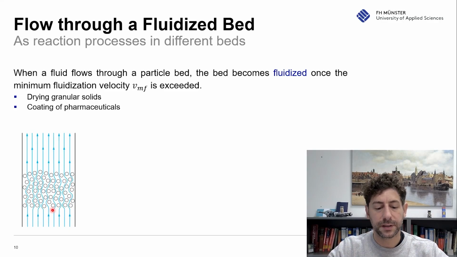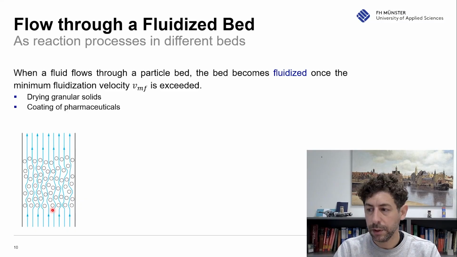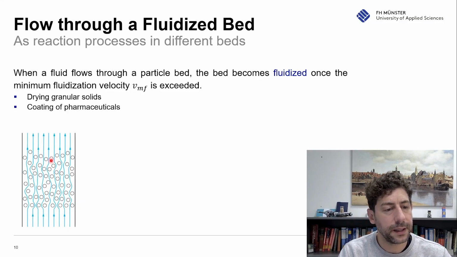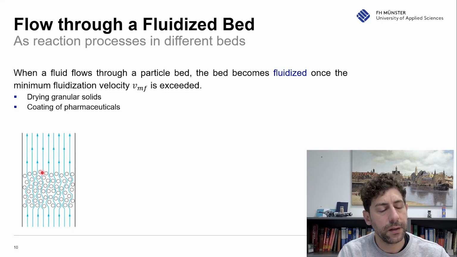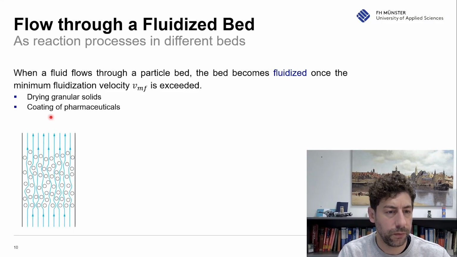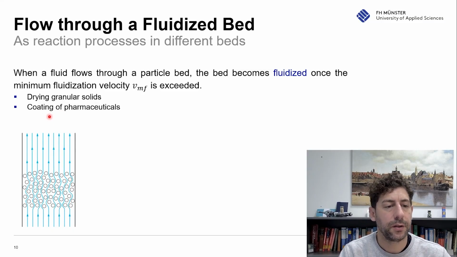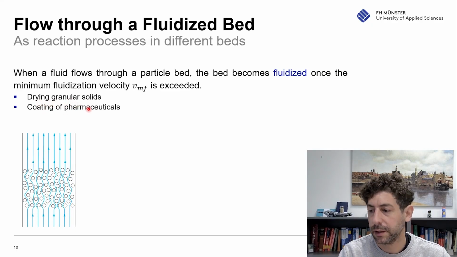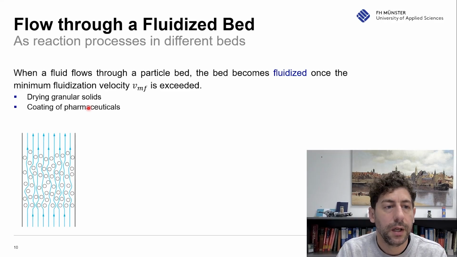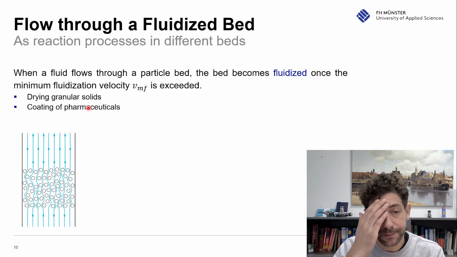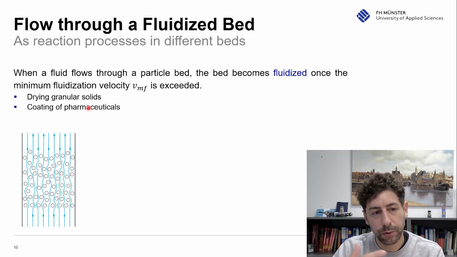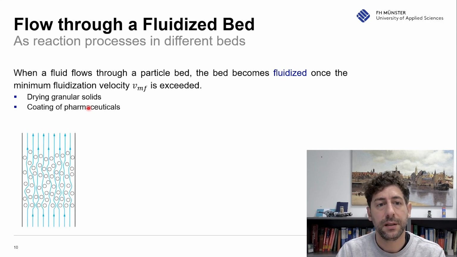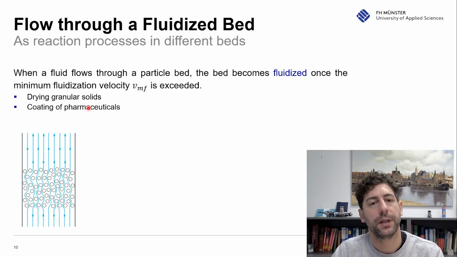So the particles start to lift. But important, they don't leave the reactor, as you see at the end of the GIF. They lift to a certain extent, and then they move randomly in this zone, but don't follow the flow. And these kinds of beds are used for drying granular solids, for example, or to coat particles in the pharmaceutical industry. So when we think about reactions of a fluid with solids, we have these three types of bed: fixed bed, moving bed, fluidized bed.